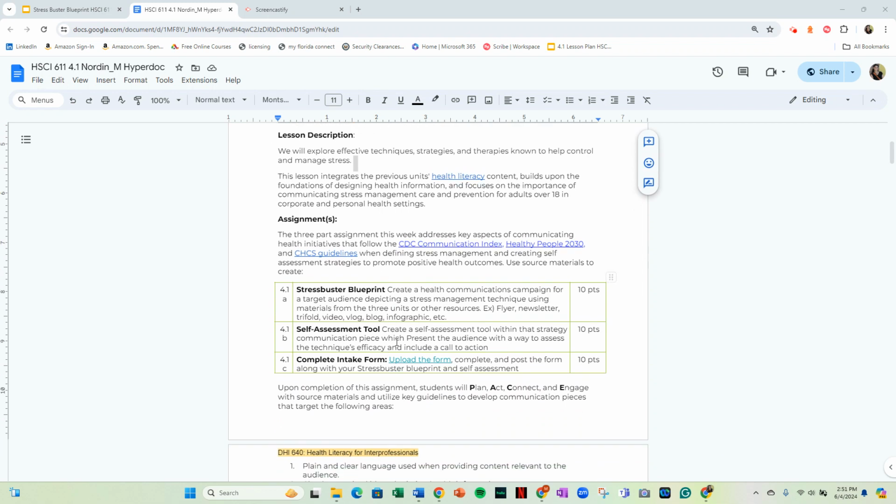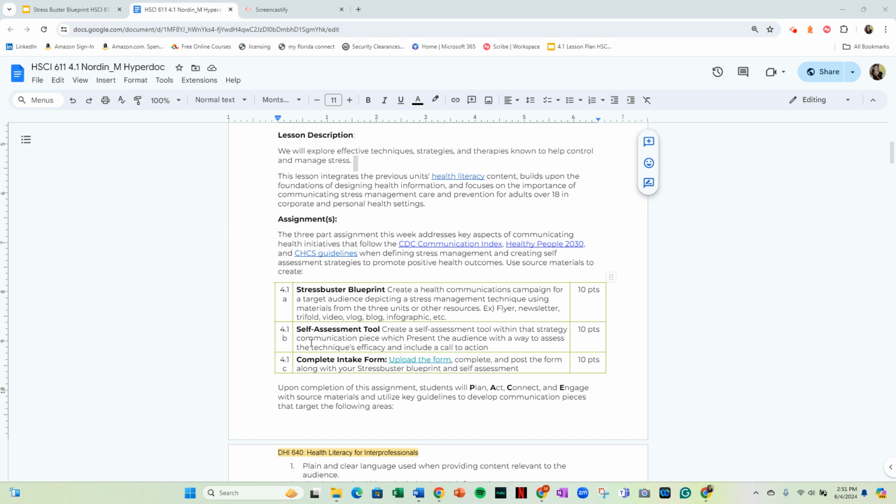What are we doing this week? Your assignment is worth 30 points and it's comprised of 3 parts. The first one is to create a Stressbuster Blueprint. This is a communication campaign strategy for a target audience or population of your choice, depicting a stress management technique that we learn in the materials.